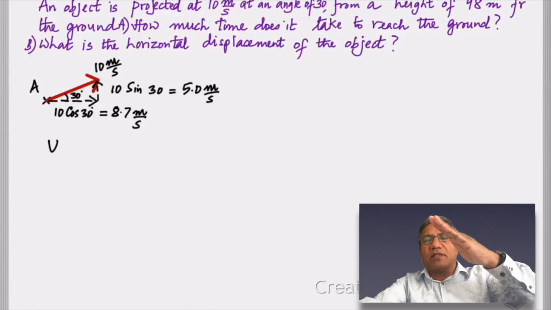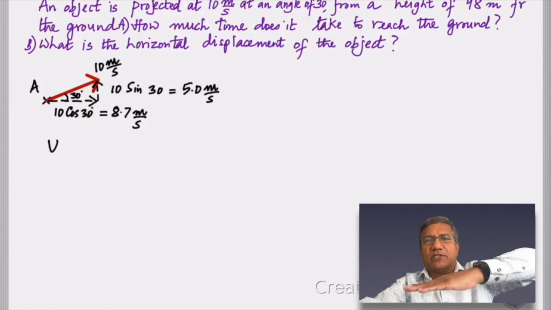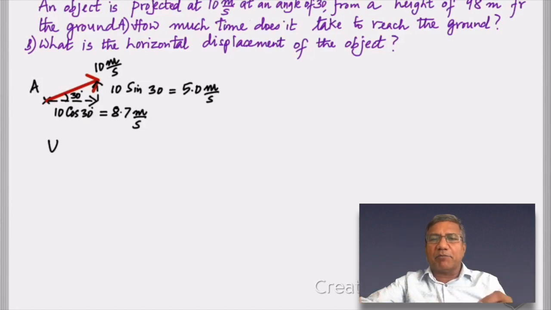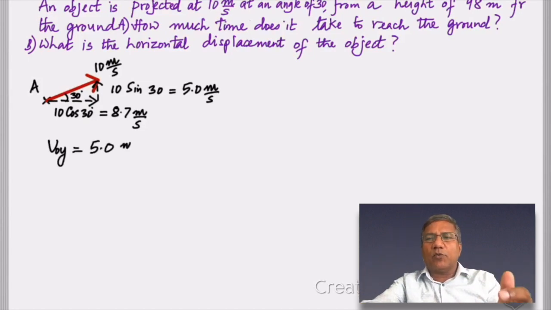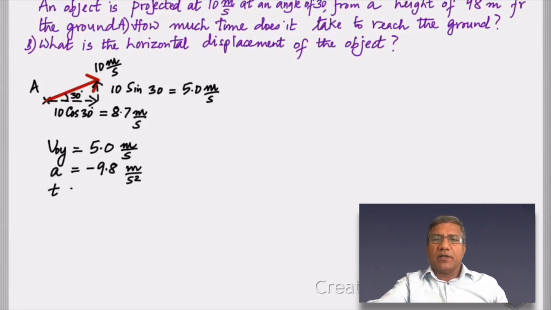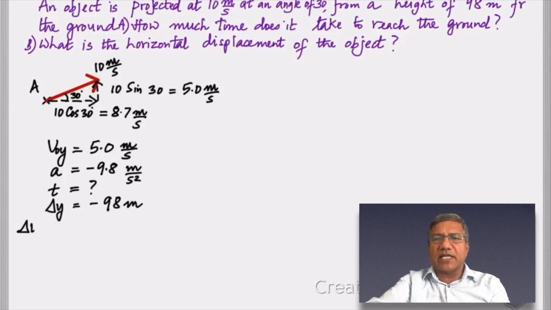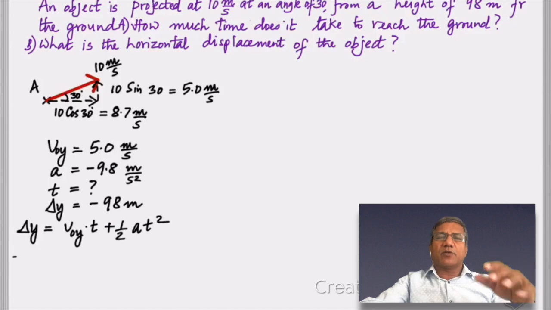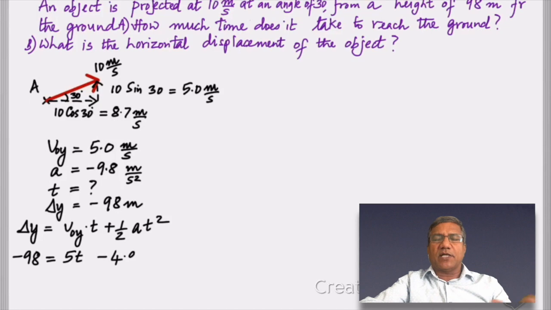You've got to break that velocity into its horizontal and its vertical components, and they are physically independent of each other. So now we'll find the time, always using the vertical component. So the vertical component is 5 meters per second. The acceleration is negative 9.8 meters per second squared. We know that delta y is again negative 98 meters. The equation that connects them is again the same we've been using. Delta y is v naught t plus 1/2 a t squared.